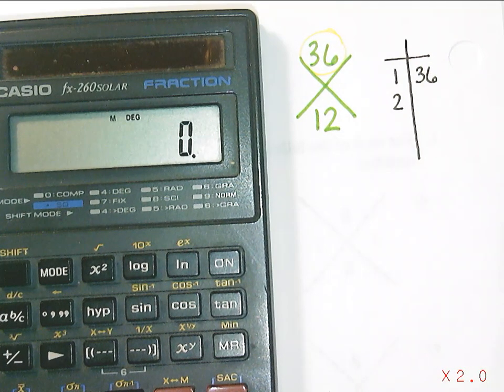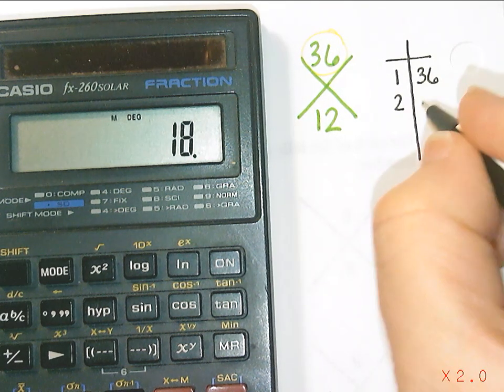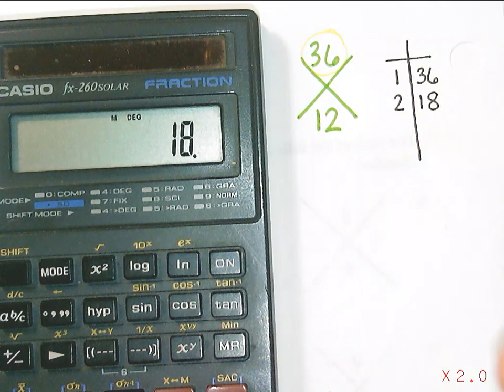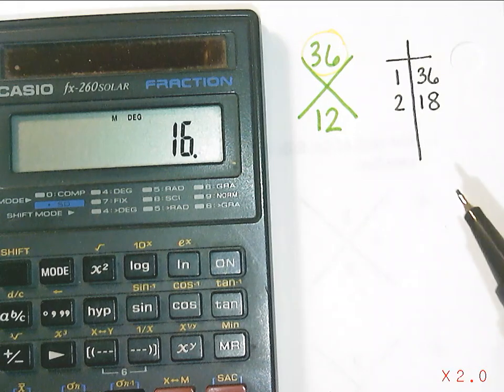So let's try 36 divided by 2. 36 divided by 2 is 18. Okay, if I add 2 and 18, I get 20. If I subtract 2 and 18, I get 16. We are getting closer to 12, but we're not there yet.